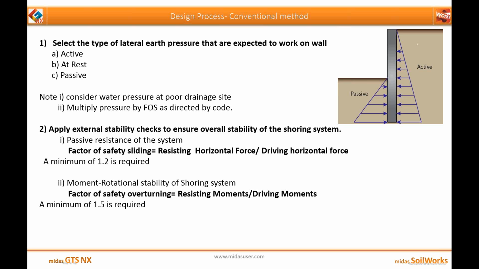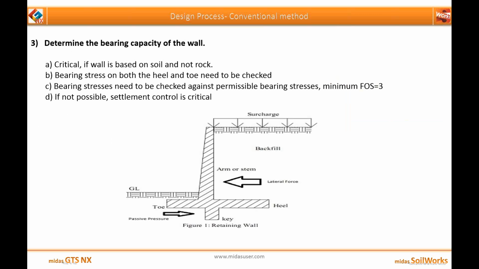So first we have the passive resistance of the system. The factor of safety against sliding is given by the resisting horizontal force divided by the driving horizontal force, and a minimum of 1.2 is required to ensure proper stability of the shoring system. Second is the moment rotational stability of the shoring system, the factor of safety against overturning. This will be resisting moments upon driving moments, and a minimum factor of safety of 1.5 is required. So this is all as per the conventional methods which we have used.